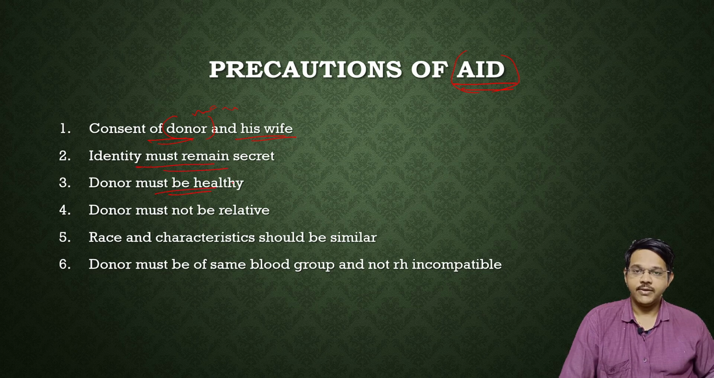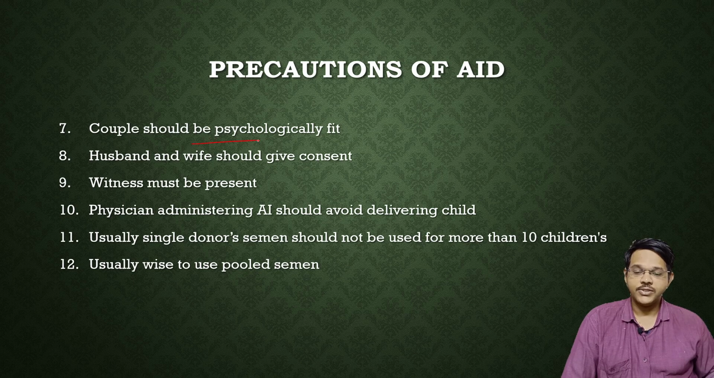The donor must be healthy, should not have any hereditary disease, and should not be a relative of the couple. Race and characteristics should be similar, so it has to be clarified that the race of the donor and the couple requiring insemination is the same. The donor must be of the same blood group and there should not be any incompatibility. The couple should be psychologically fit and willing to accept the child after it is born, since it is obtained from donor semen. The mother and the husband have to psychologically understand that the child is their own.